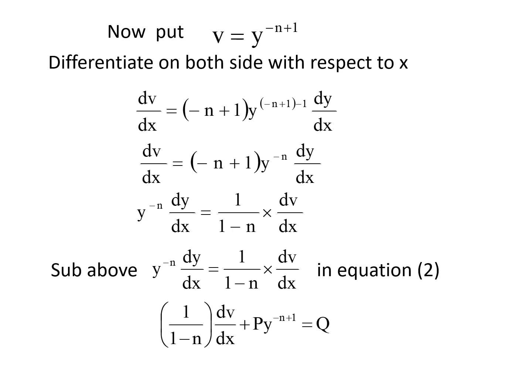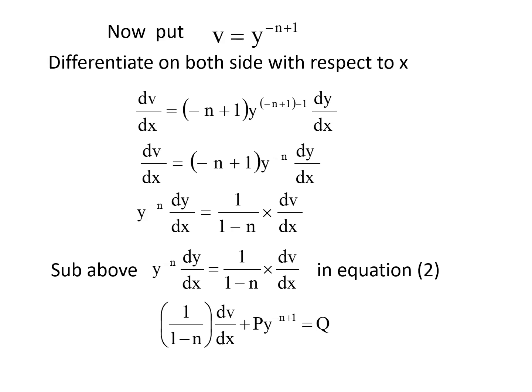Keep y to the power of minus n into dy by dx as it is and send minus n plus 1 to the left side part. Then it becomes 1 by 1 minus n into dv by dx. Move on to the next line. Now we are going to substitute this value in equation 2.